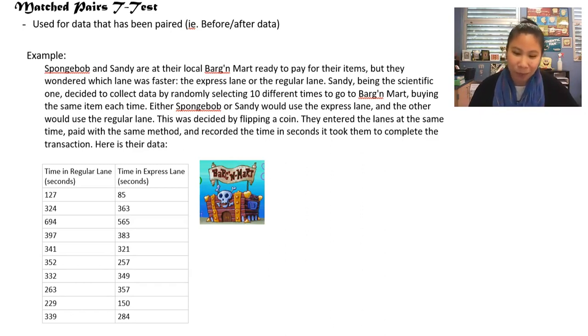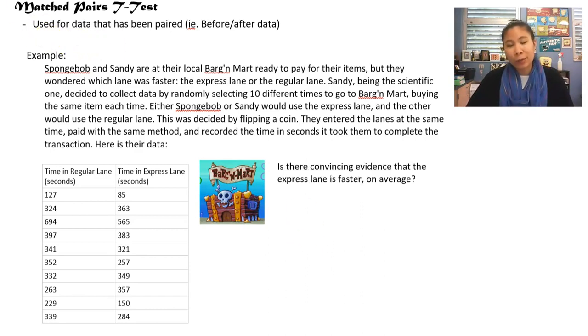So here's their data. All right, so this is a matched pairs t-test because we are looking at their data each individual time that they go into the store. It's going to need to be paired together because if the store was busier at a certain time versus another day, then that matters. So that's why we have to compare the regular lane and the express lane on each of those days separately. So the question we're trying to answer is, is there convincing evidence that the express lane is faster on average? Which makes sense. The express lane is called express, so it should be faster.